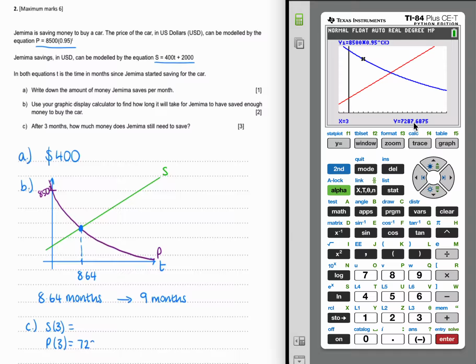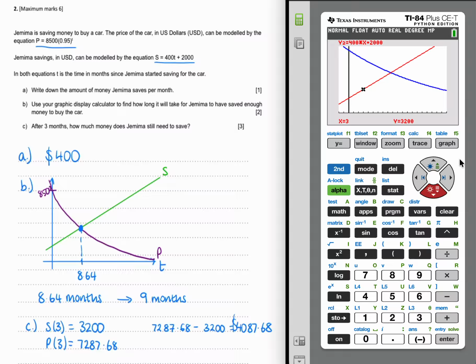So 7,287.68, and it's 3,200 that she has saved. If I just press the down arrow, 3,200 is the amount of money that she saved. In which case, the amount she still needs to save is just the subtraction between the two. So 7,287.68 minus 3,200, and we always leave 2 decimal places for money. So she has 4,087.68 still to save. Okay, so that's how much she still has to save to make the final cost of the car.